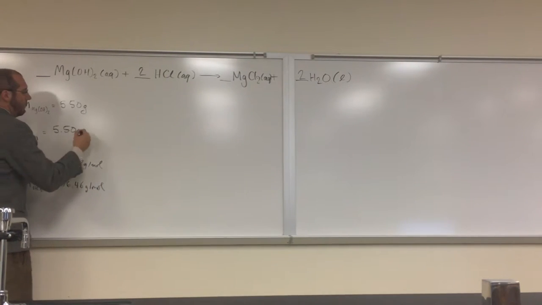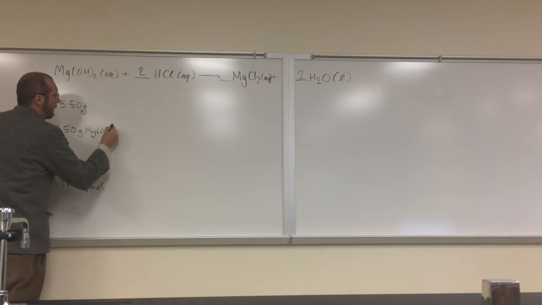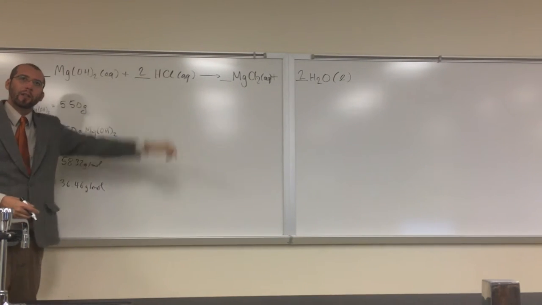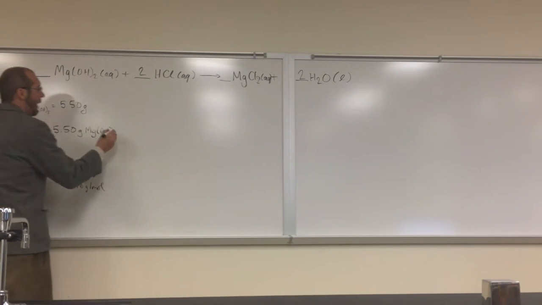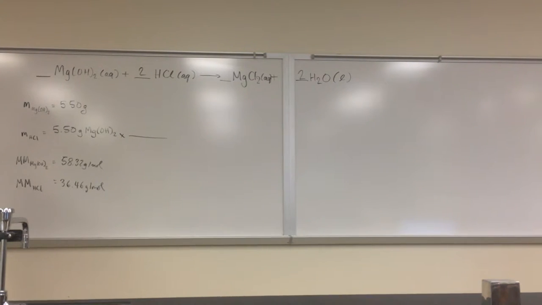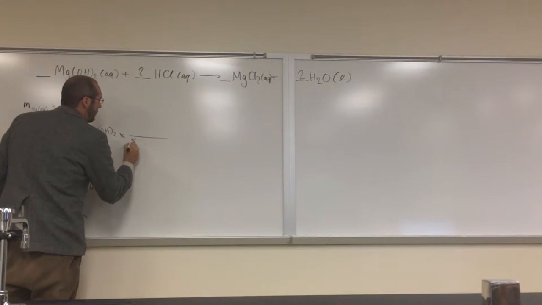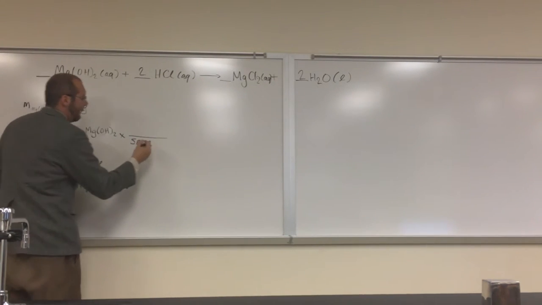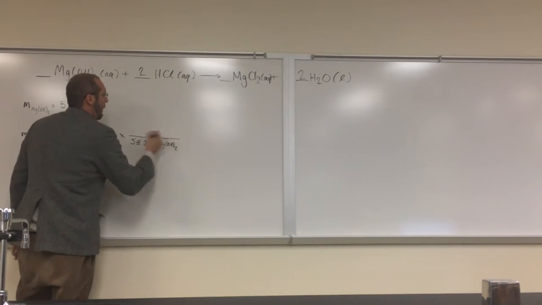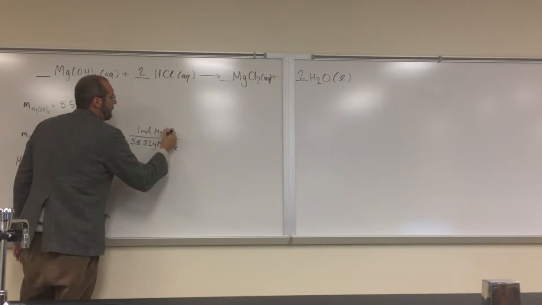So 5.50 grams, and I'm going to put of magnesium hydroxide, just so we don't get lost as we're going along, okay? And we don't want mass of magnesium hydroxide, so we're going to have to convert that to moles first, then go to moles of HCl, then convert that back to grams of HCl, okay? So in order to do that, we want to get moles of magnesium hydroxide, so what are we going to put at the bottom here, down here? So what's the number? How about that? 58, yeah, very good. 58.32. Okay? So if you can do that, then you should be able to do the rest. 58.32 grams of magnesium hydroxide, and then one mole of magnesium hydroxide.